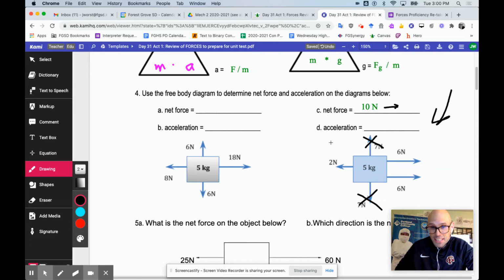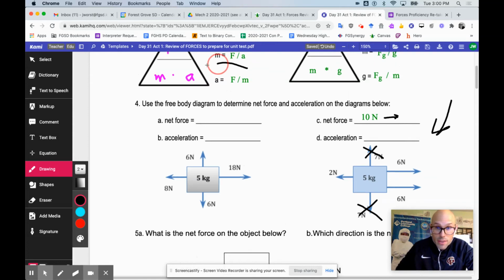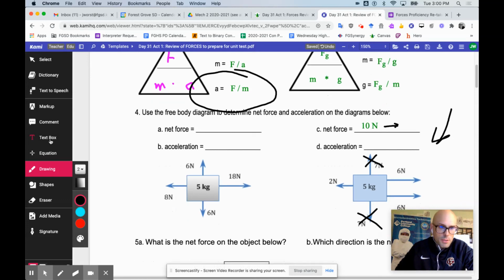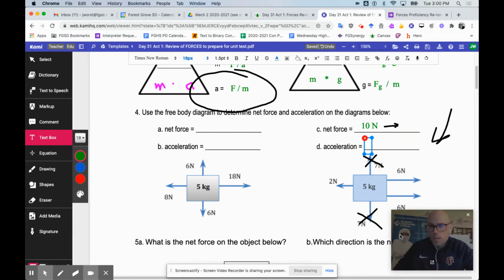To calculate the acceleration, we're going to use this equation right up here. Using the triangle of destiny, which is an algebra tool, acceleration is force divided by mass. I'm going to use the text tool here. So force divided by mass, which in this case, the net force is 10 newtons divided by the mass. And the mass is right here in the middle of the box. So 5 kilograms.